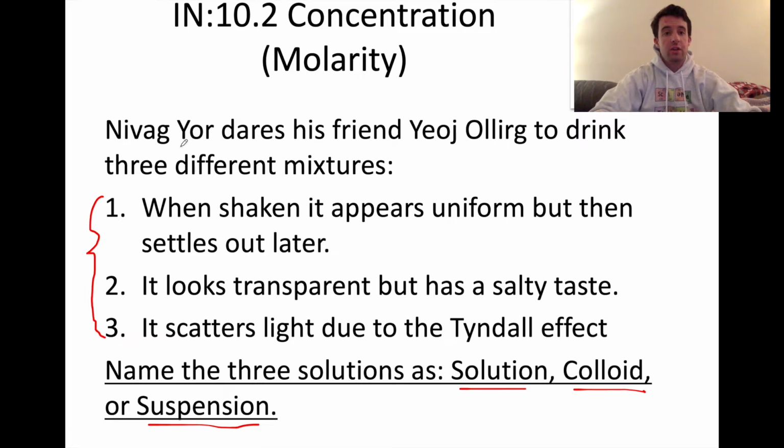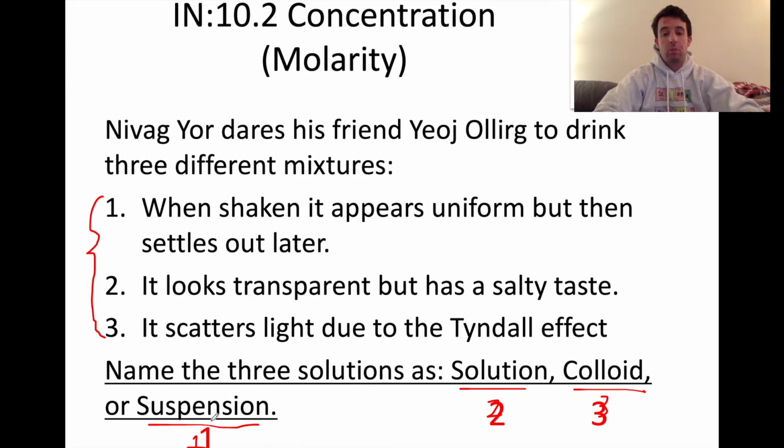It says, Nivag Yor dares his friends Yog Orig to drink three different mixtures. For the first one, when shaken, it appears uniform, but then settles out later. That is typical of a suspension. For question number 2 here, it looks transparent but has a salty taste. That is typical of a solution. And number 3, scatters light due to the Tyndall effect. That is a colloid.